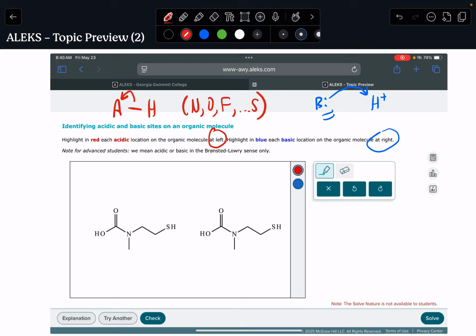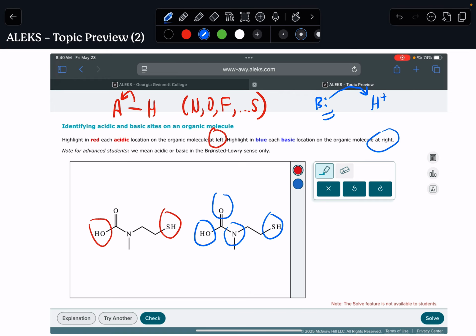All right, so I see a sulfur here with a hydrogen on it. I see an oxygen with a hydrogen on it. Those are going to be my acidic sites. Now let's look at the basic sites. The basic sites are going to have lone pairs of electrons. There's some lone pairs. Oops, let's do that in blue. There's some lone pairs. You don't see them, right? But you practice enough, you get to see them, right? Those all have lone pairs. Okay, so those are going to be my sites.